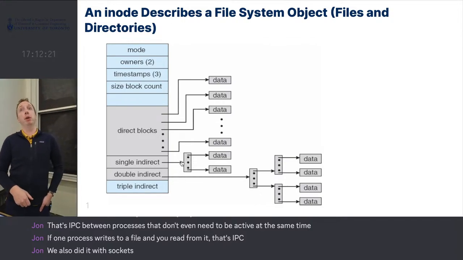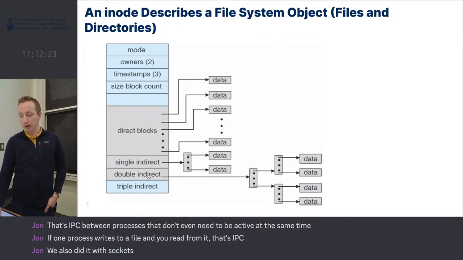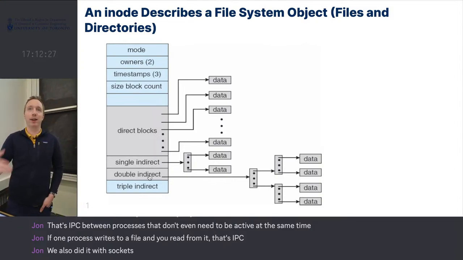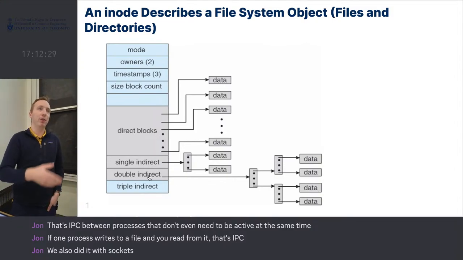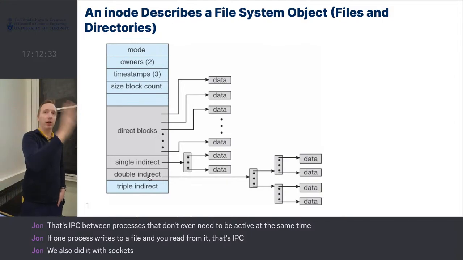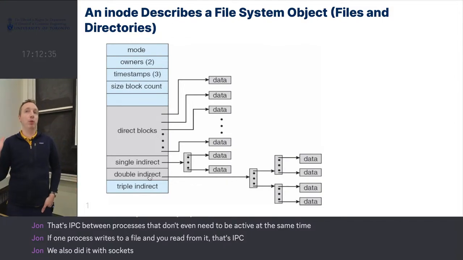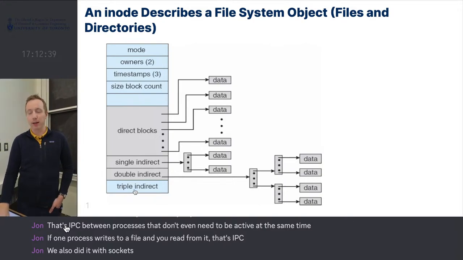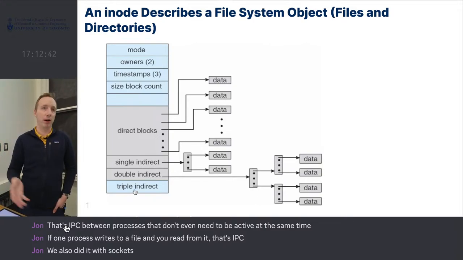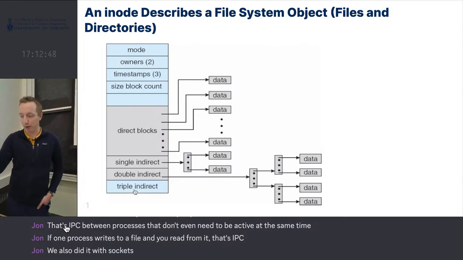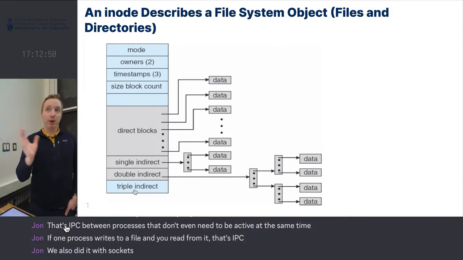Now, if the file is bigger than 16 megabytes, then it would go through double indirect. So it points to a block that is full of pointers, and each of those pointers points to another block that is full of pointers, and then those point to the data. So that's like having two levels of page tables. And in the case that the file is really big, then it would be triple indirect. So it points to an L2, which points to an L1, which points to an L0, and then those point to blocks. So any questions about this?